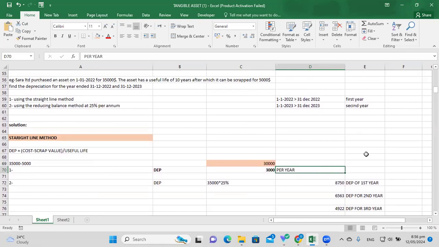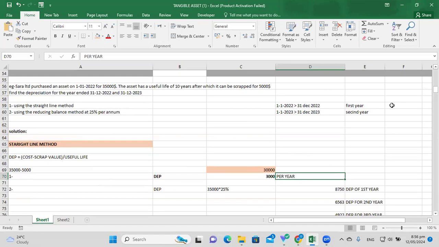What will be our answer if we calculate the depreciation using our straight line method? It will be 3,000 per year. So we will write here for the first year, 1st January 2022 to 31 December 2022, what was our depreciation? 3000. And in the same way, it will stay constant for the second year as well, because using the straight line method, the depreciation stays constant every year.